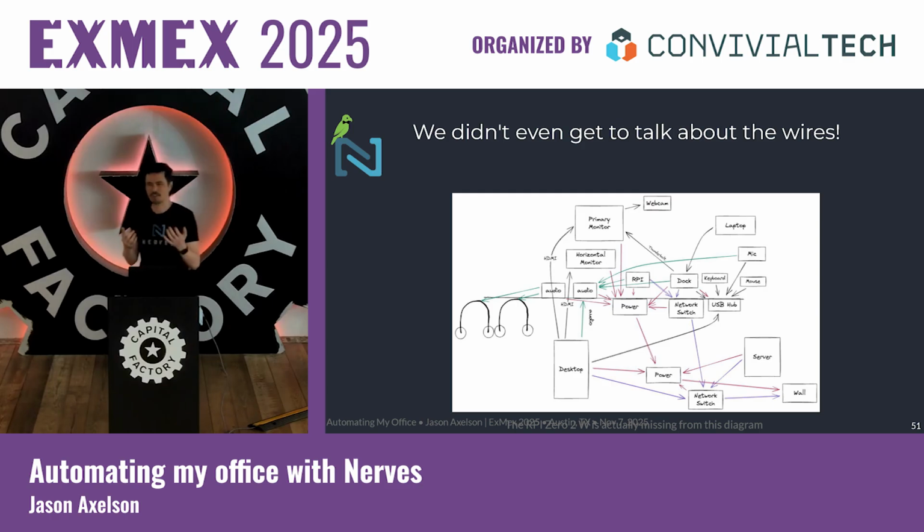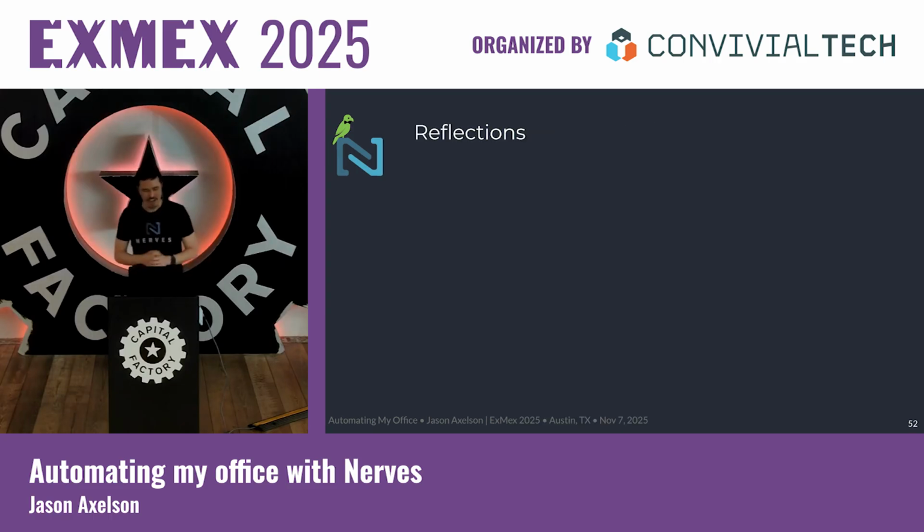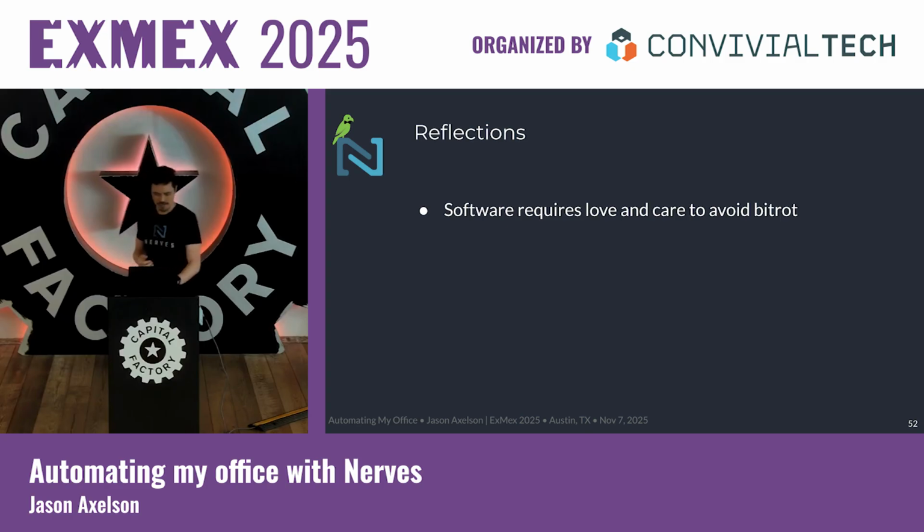And we didn't even get to talk about all the wires that I have. I have a lot of wires. I like wires over wireless because they're more reliable for me. And yes, I do actually have 2 pairs of headphones. I have a few reflections to close up with. Software requires a lot of loving care to avoid bit rot. You don't want the same thing happening to your e-ink screens.